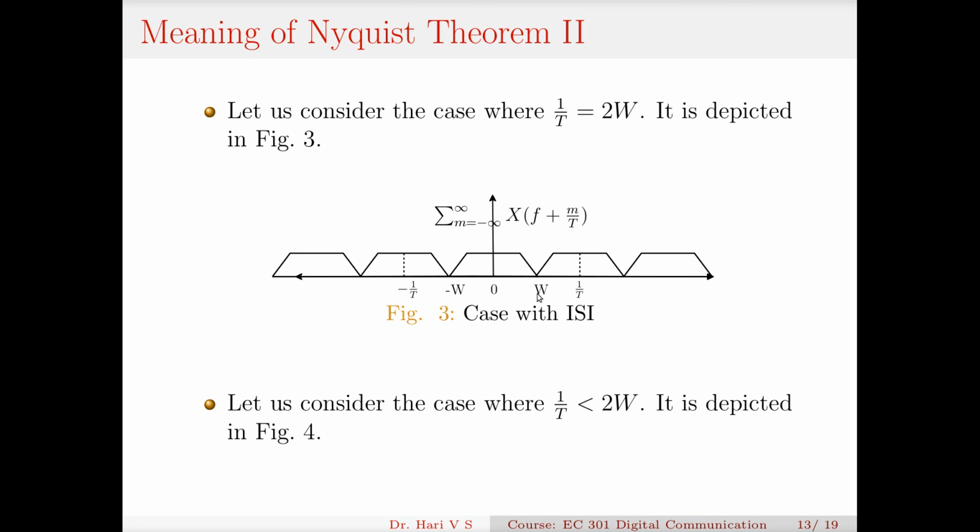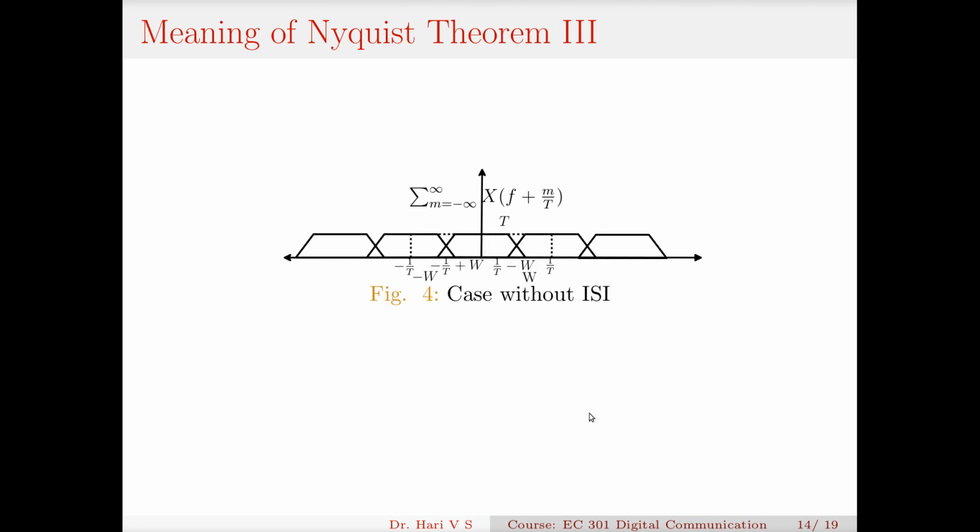Now, if they overlap a little, you can have 0 ISI. That is depicted in the next figure. That is when 1 by T, the rate of sampling, should be less than 2W. Then only I can say there is 0 ISI. That case is depicted here. Here it is W, this is 1 by T, so there will be some overlap, because this point is 1 by T minus W, and this is my W. So these points overlap here.